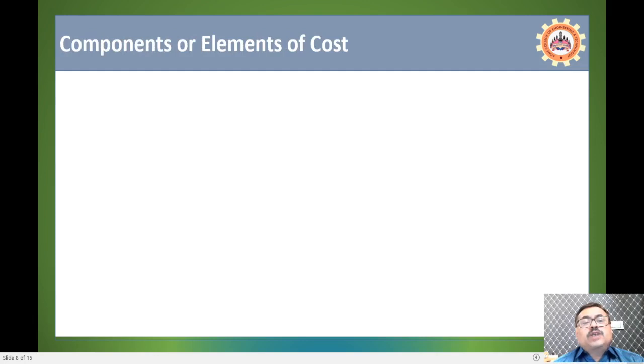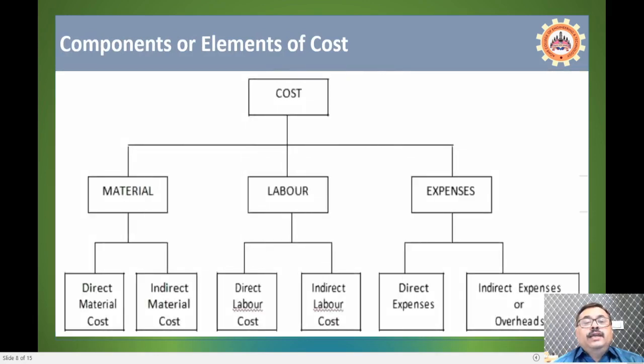If you see the components or the elements of costing, if you take out the line diagram, the cost which is on the top will have three subdivisions, that is the material cost, the labor cost, and the expenses cost. Under the material cost there is a direct material cost and indirect material cost. Under the labor cost there is a direct labor cost and indirect labor cost. Under the expenses, the direct expenses and the indirect expenses will come into the picture.